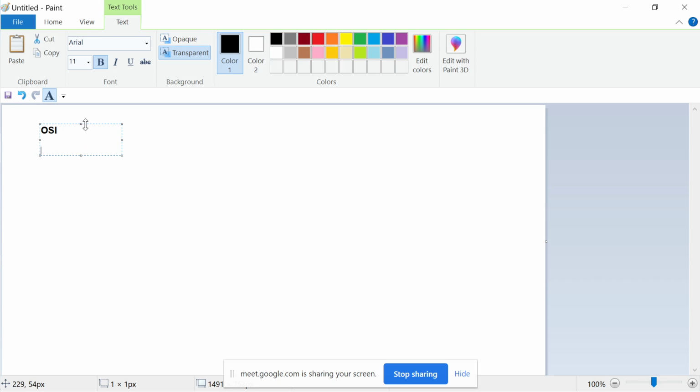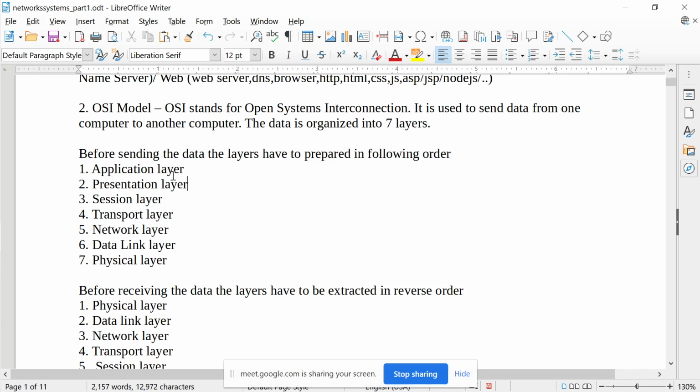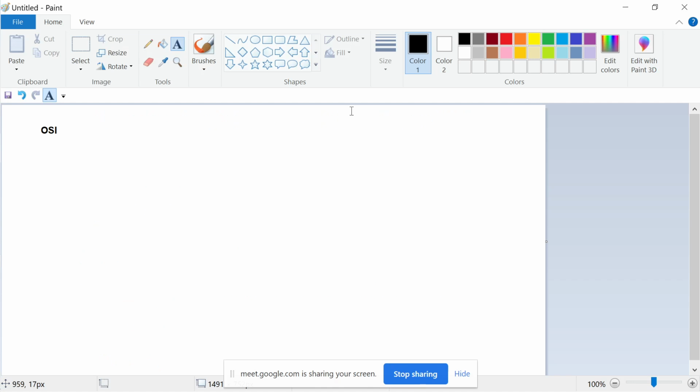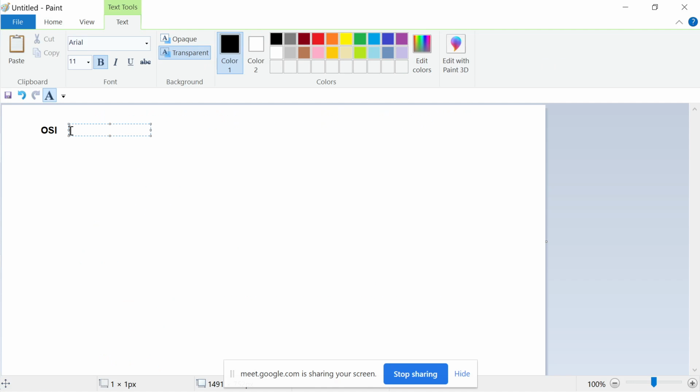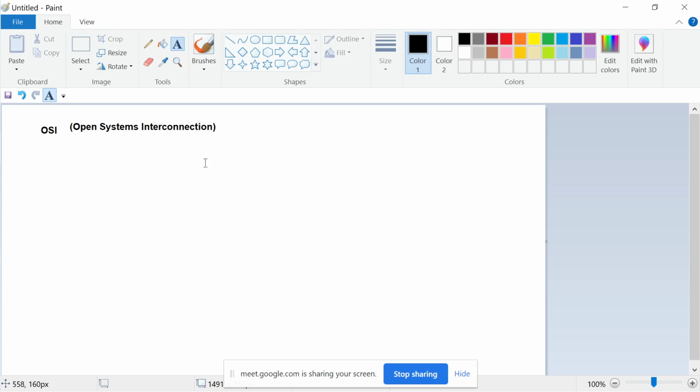Yeah. So OSI stands for Open Systems Interconnection. Okay. Now, just tell me, what did you understand just now when I told you about Open Systems Interconnection? What did you understand when I explained OSI to you?